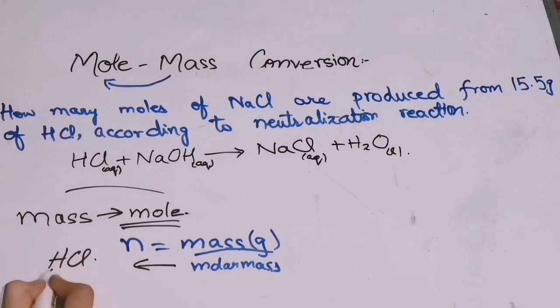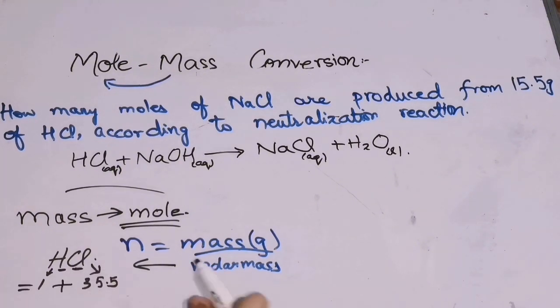So what is the atomic mass of hydrogen? 1. And what is the atomic mass of chlorine? 35.5. And how many hydrogens are present? 1. And how many chlorines are present? Only 1. So they both will add and we will get the molar mass as 36.5 gram per mole, right? So this is the molar mass of HCl.